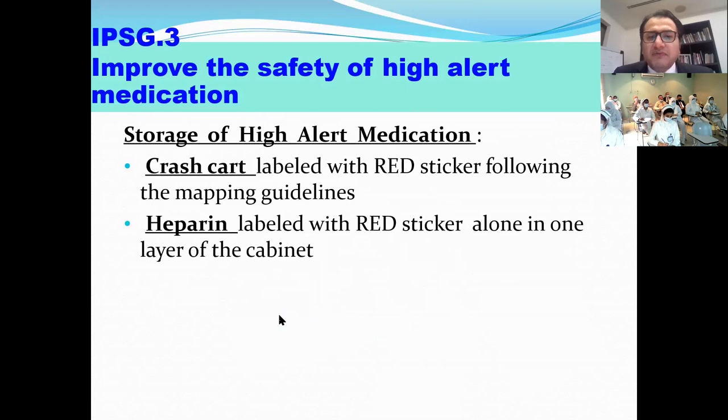So please remember very well that you are putting a label. The majority of us think that if I put a label on the box or the carton of the medication, that outside envelope, it's enough. No, they don't accept this. CBAHI, JCI, CMC, they don't accept this. They want you to put a high alert sticker in every single envelope.